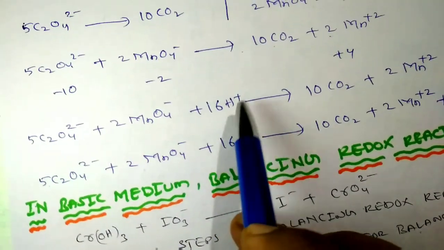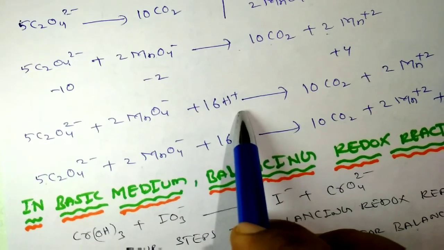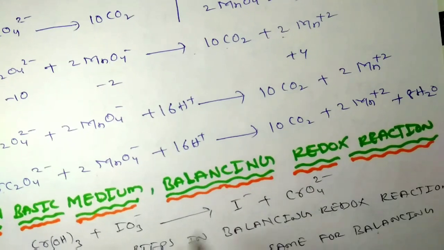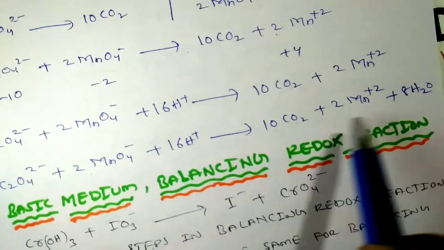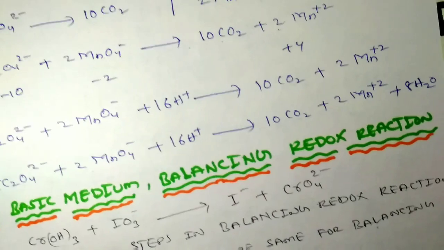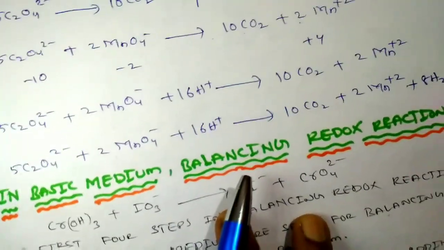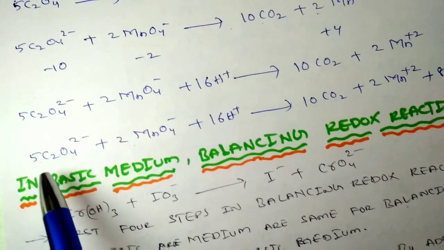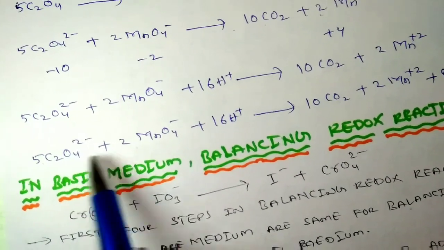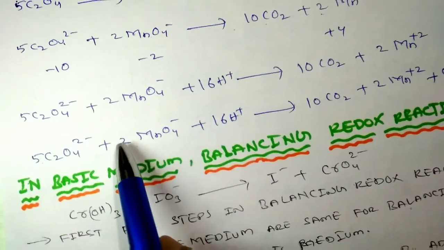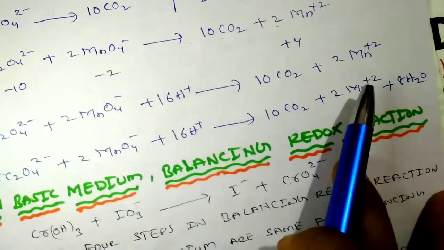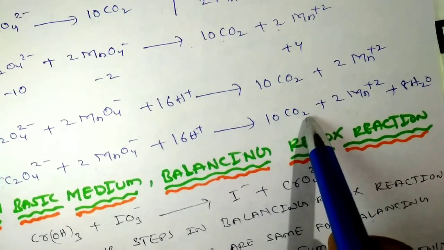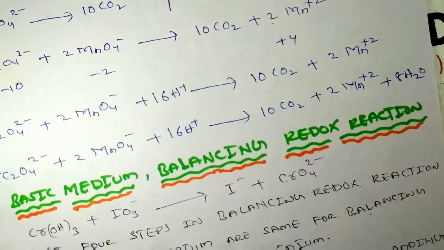Now in order to balance these 16 H+ ions, on the right side we have to add water molecules. 16 H+ ions correspond to 8 H2O. That's it. If you look at the overall reaction, everything is balanced. How many oxygens do we have on the left? 5 into 4 is 20, plus 2 into 4 is 8, so 28 oxygens. On the right, 10 into 2 is 20, plus 8 oxygens, so 28 oxygens.